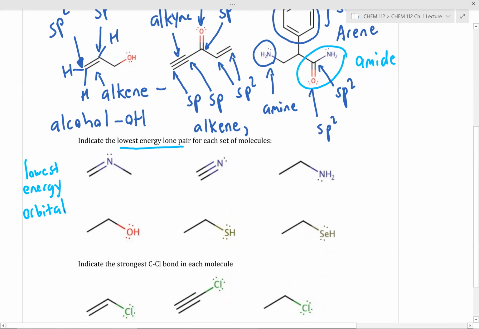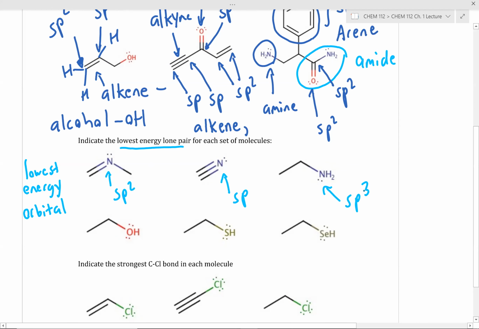Looking at this nitrogen here, what is the hybridization of this first nitrogen? sp2. Okay, what about this nitrogen in this case, cyanide? What is the hybridization of the nitrogen in hydrogen cyanide? sp, exactly. And then finally, in ethylamine, this is an sp3 hybridized nitrogen.